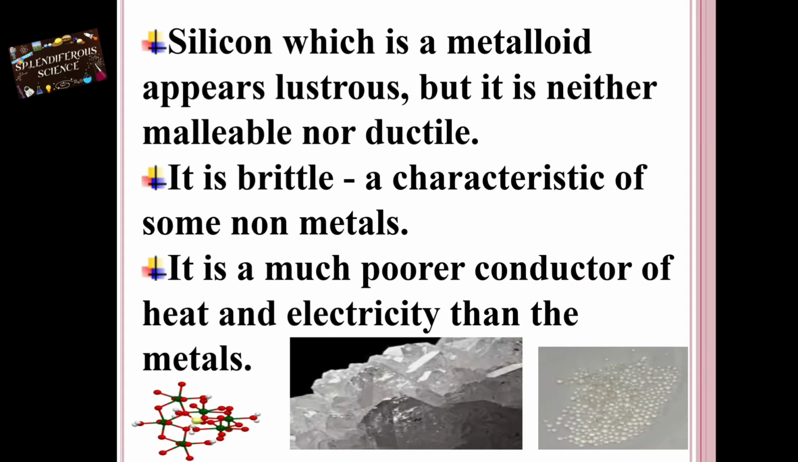Silicon, which is a metalloid, appears lustrous, but it is neither malleable nor ductile. It is brittle, a characteristic of some non-metals. It is a much poorer conductor of heat and electricity than the metals.